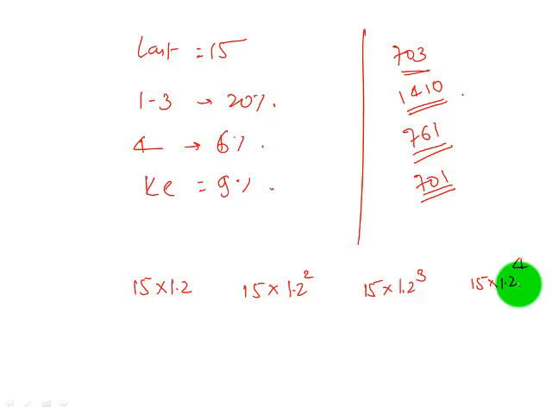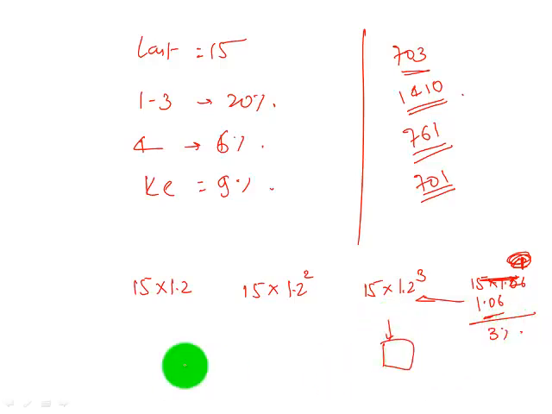So 15 into 1.2 raised to 3, into 1.06, that's your 4th dividend. This number divided by 3%, it will give you the terminal value here. Insert all the cash flows and discount them at the rate of 9%. Let's do it together. What keys do you follow on the calculator?